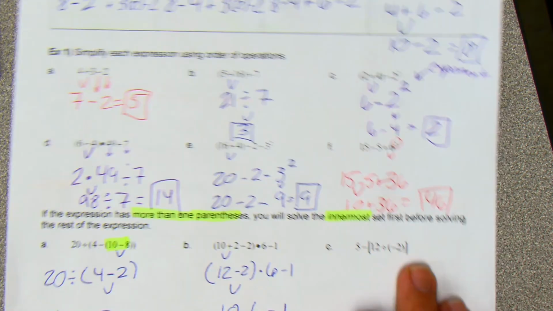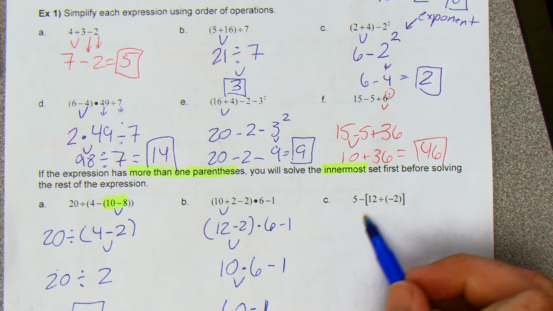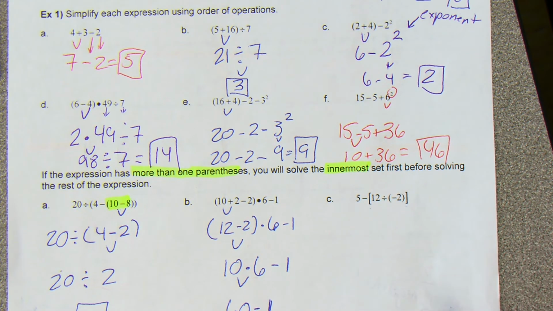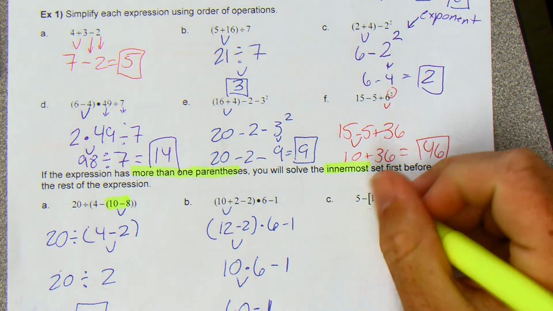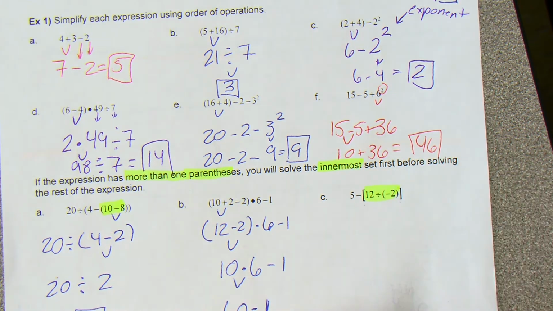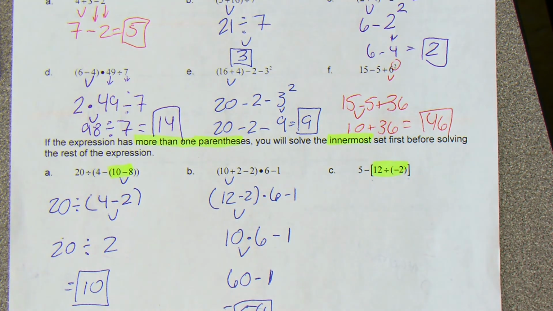Now let's take a look here. We have 5 minus 12 divided by negative 2. These look a little bit different than our normal parentheses. Those are what are called brackets, but we treat them just like parentheses. So we're going to solve what's inside those before we solve anything else. And what's inside those is that 12 divided by negative 2. So I'm going to do that right now. 12 divided by negative 2.